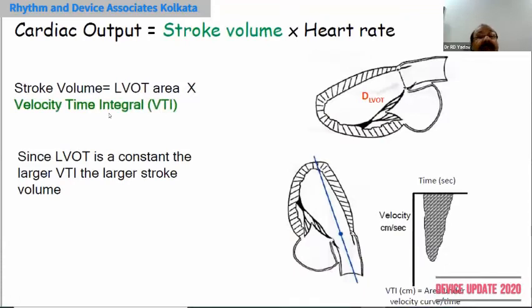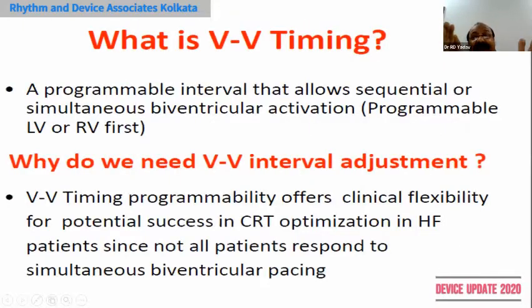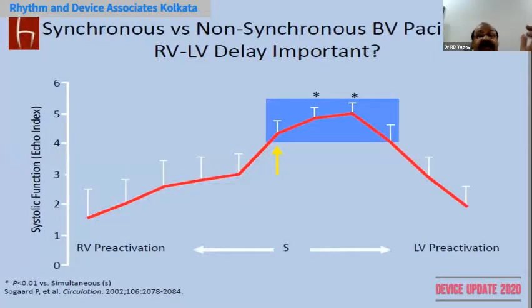As you know, cardiac output is stroke volume times heart rate, and stroke volume depends upon the LVOT area times the velocity time integral. LVOT area is fixed, so you only need VTI to measure the stroke volume. So you set the VV in such a way that maximum stroke volume occurs. If you activate the LV pre, say 10 millisecond, 20 millisecond, 30 millisecond, where the maximum stroke volume, that is VTI of the LVOT, occurs should be selected as the VV interval for that patient.